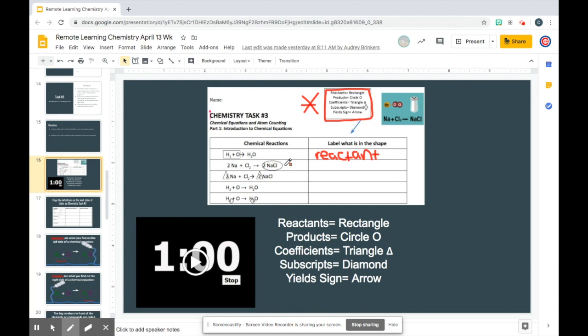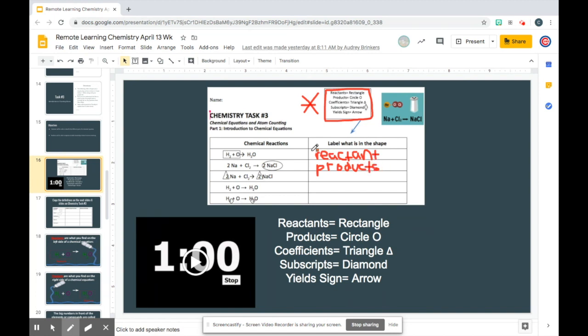Okay, so in this specific problem, I'm asking you, what is in this circle? What part of the chemical equation is this circle identifying? All right, so we're going to go straight up to the key, right? And the circle is telling us that that part of the chemical equation is the products. Do you see that? So on this part, we're going to be writing down products, like that.